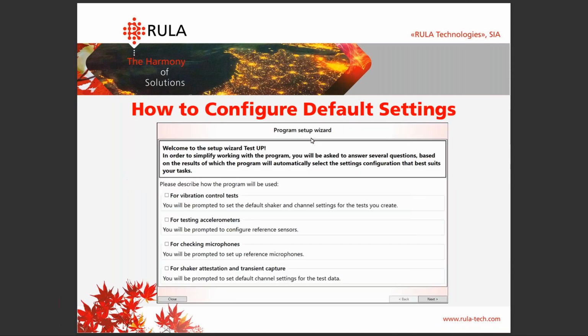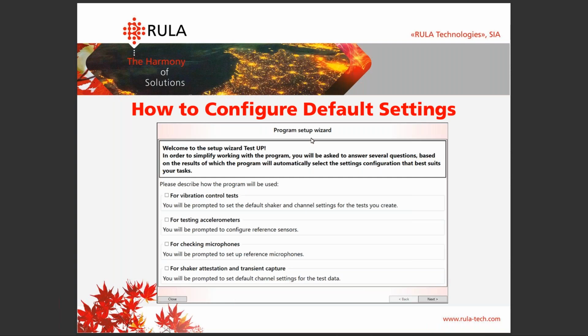Well, if you are setting up the software version for the first time, the configuration of default settings will be very easy for you because of our new setup wizard, which offers a fine-tuned configuration of the settings depending on the user's purpose of testing. It allows the user to customize all the crucial settings before using the program. Depending on the purpose of using the program, it offers you to choose between configuration for vibration control tests, for accelerometers calibration, for checking microphones, and for shaker attestation and transient capture.